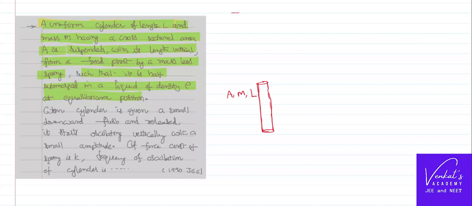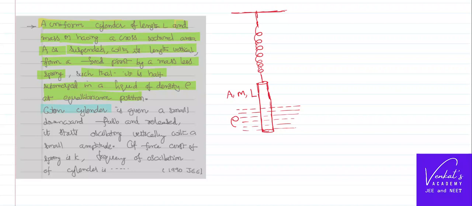It is suspended from a fixed point. Let me call this my fixed point, by a massless spring. So we are using a spring for suspension. This is the spring I'm talking about. Its mass is ignored, it's a massless spring as per the given problem, such that of the total length L, half of the length is immersed in a fluid. The fluid has a density rho. That's what is given to you, right?